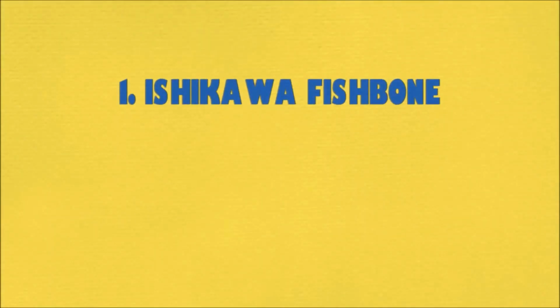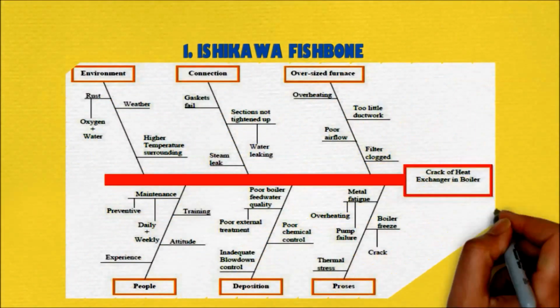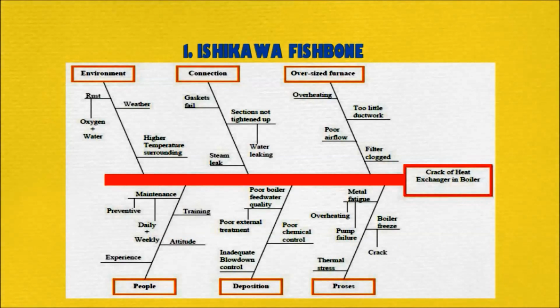The factors that cause the crack of the heat exchanger are environment, connection, oversized furnace, people, deposition, and process. The environmental factor is because of the weather, higher surrounding temperature, oxygen and water, which can cause rust on the heat exchanger. The connection usually is not tightened up and the gaskets fail, which can cause water and steam leaks. The oversized furnace can cause poor airflow, filter clog, and also overheating.